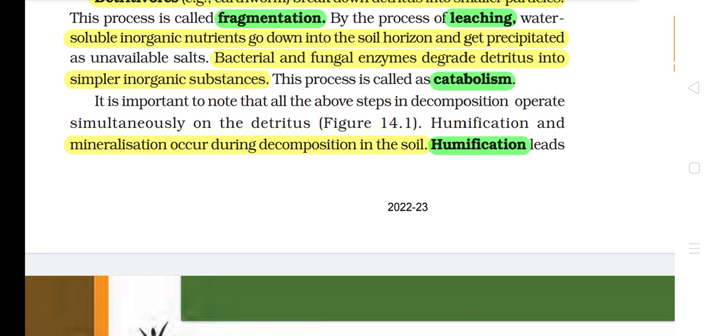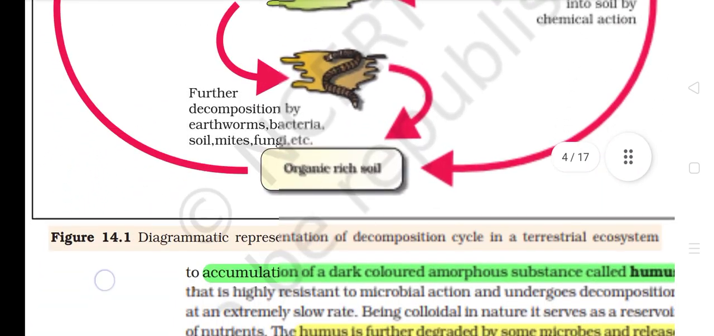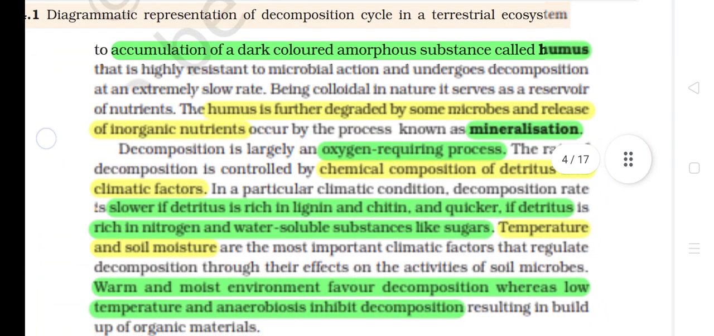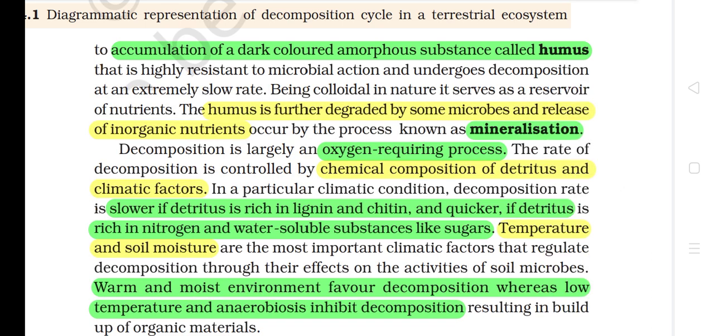It is important to note that all the above steps in decomposition operate simultaneously on the detritus. Humification and mineralization occur during decomposition in the soil. Humification leads to accumulation of a dark-colored amorphous substance called humus that is highly resistant to microbial action and undergoes decomposition at an extremely slow rate. Being colloidal in nature, it serves as a reservoir of nutrients. The humus is further degraded by some microbes and release of inorganic nutrients occurs by the process known as mineralization.